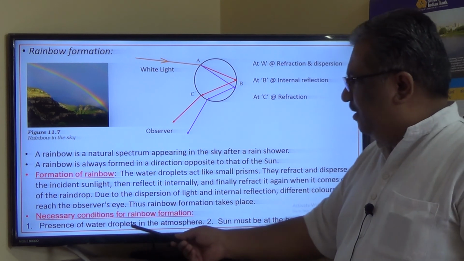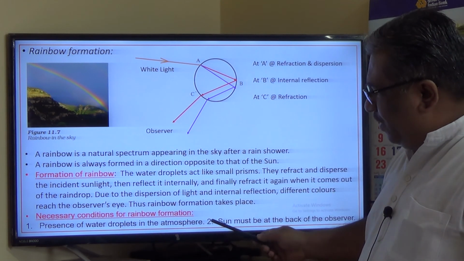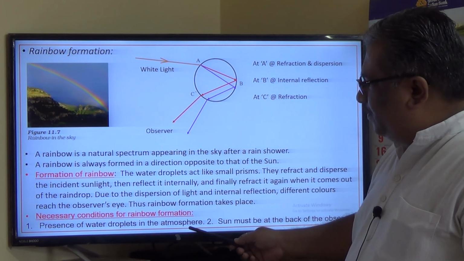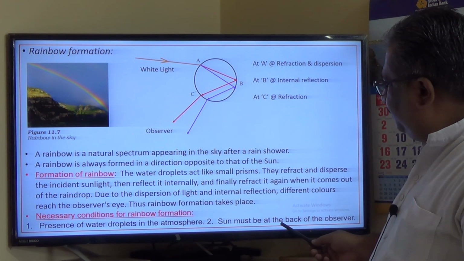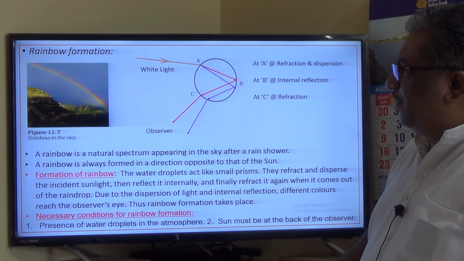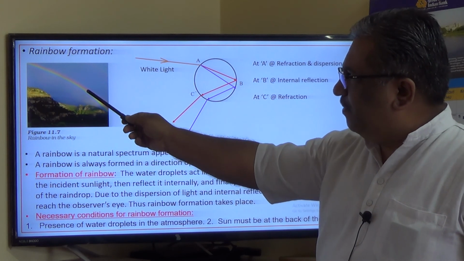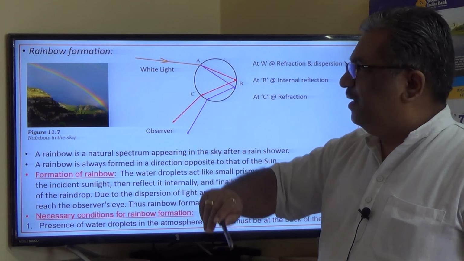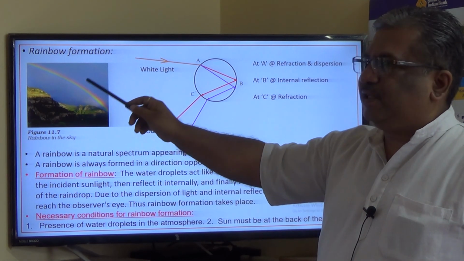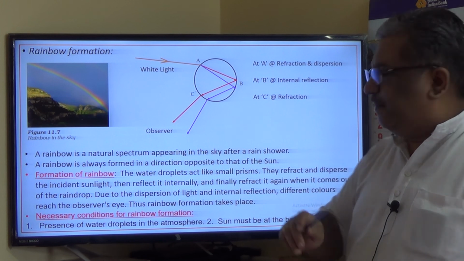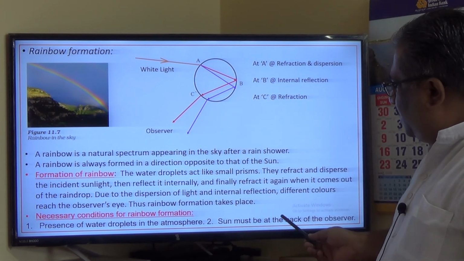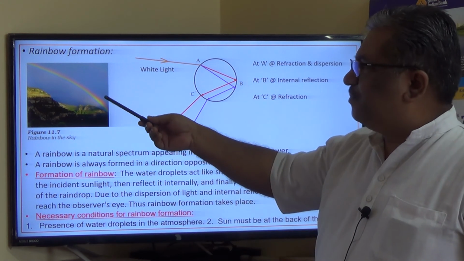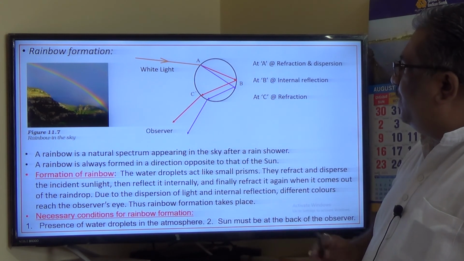What are the necessary conditions for rainbow formation? There are two very important conditions. The presence of water droplets in the atmosphere, and the sun must be at the back of the observer. Here, if I am observing this phenomenon, the sun should be behind me, and therefore rainbow formation takes place opposite to the direction of the sun, and hence we say the sun must be at the back of the observer if the observer is seeing a natural spectrum. These are the two conditions which one has to understand.